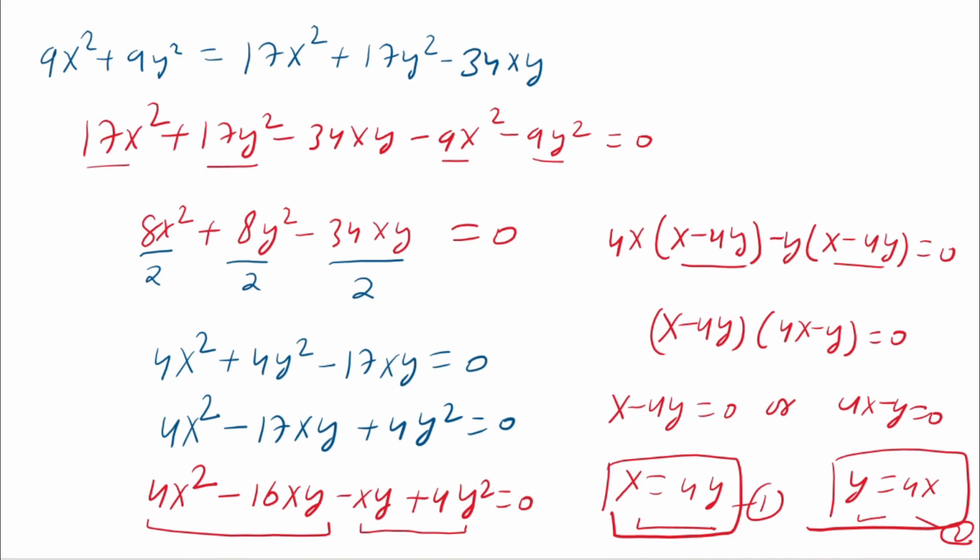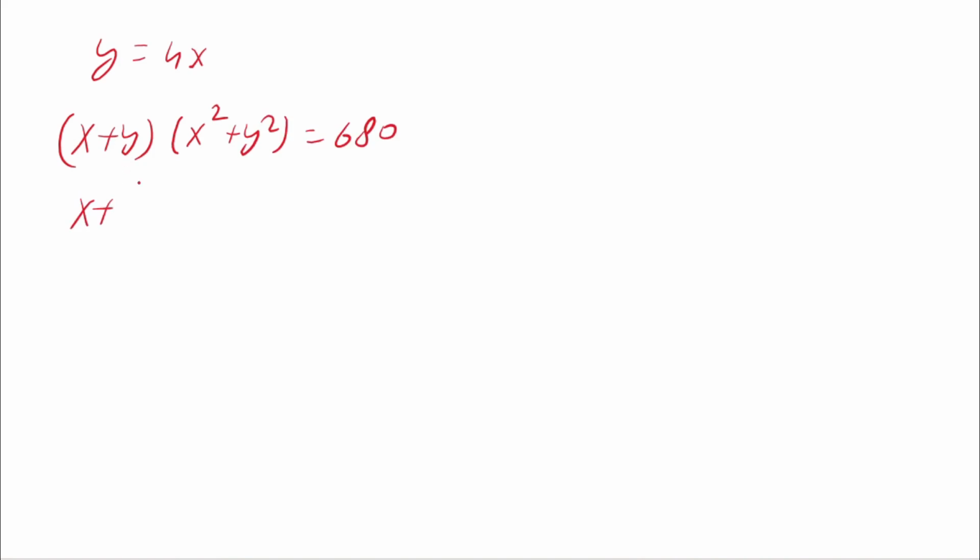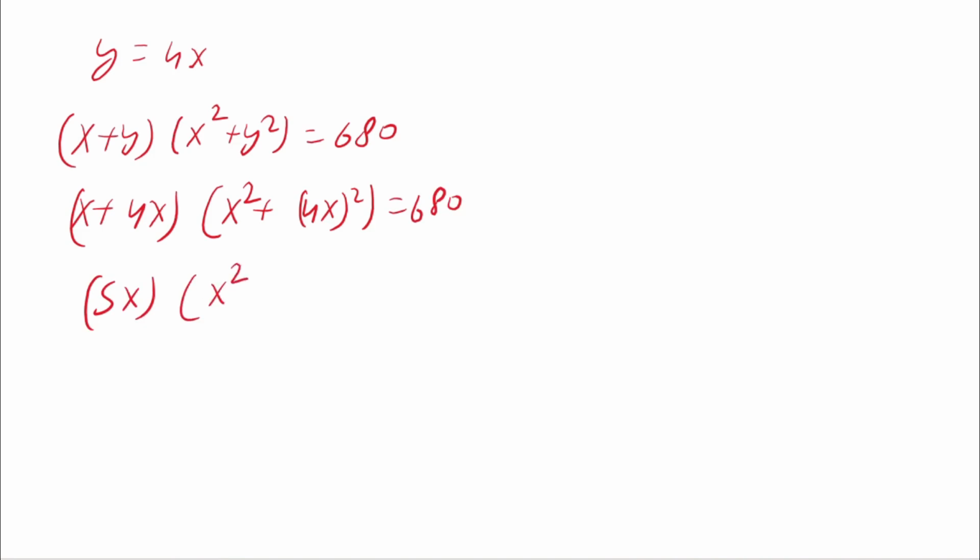Case second is y is equal to 4 times x. Y is equal to 4 times x, and equation first is x plus y times x square plus y square, and this is equal to 680. X plus y is replaced by 4 times x, and in x square plus y square, y is replaced by 4 times x, then 4 times x square, and this is equal to 680. X plus 4x, that is 5 times x, and x square plus 4 times x square is 16 times x square, this is equal to 680.